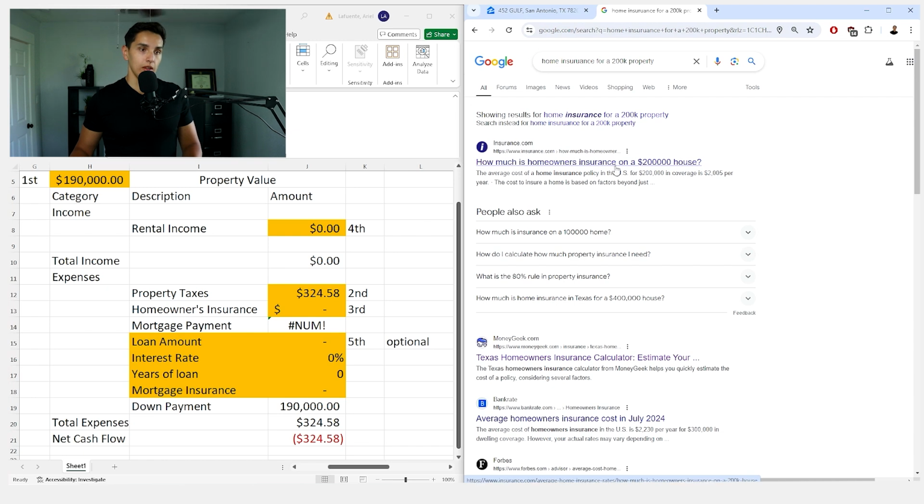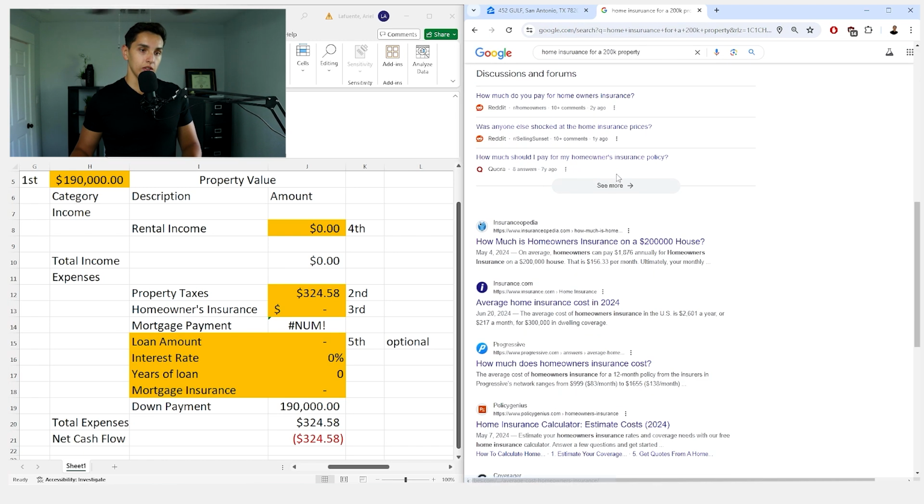So we're going to be looking, and the first thing that I can see is right here. And once again, this is just a random estimate. On average, homeowners can pay $1,876 annually for homeowners insurance on a $200,000 house. We're going to go ahead and plug that into the Excel spreadsheet. Once again, it is annualized, so we need to go ahead and divide that by 12. So here we have $156.